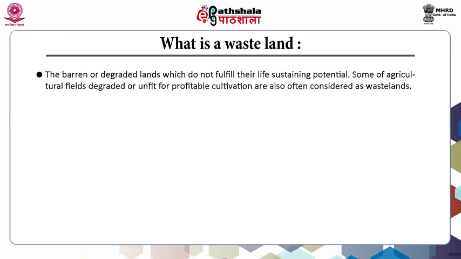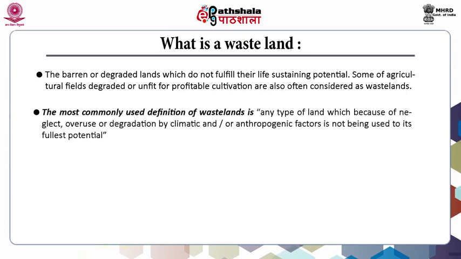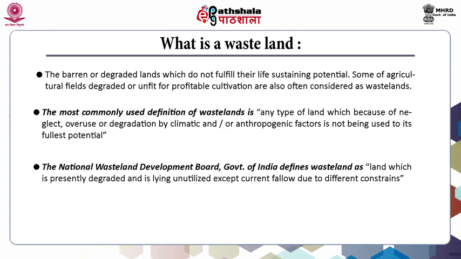So, defining wastelands, what is a wasteland? The barren or degraded lands which do not fulfill their life sustaining potential are called wasteland. Some of the agricultural fields degraded or unfit for profitable cultivation are also often considered as wastelands. The most commonly used definition of wasteland is any type of land which, because of neglect, overuse or degradation by climatic and or anthropogenic factors, is not being used to its fullest potential. The National Wasteland Development Board, Government of India, defines wasteland as land which is presently degraded and is lying unutilized except current fallow due to different constraints.